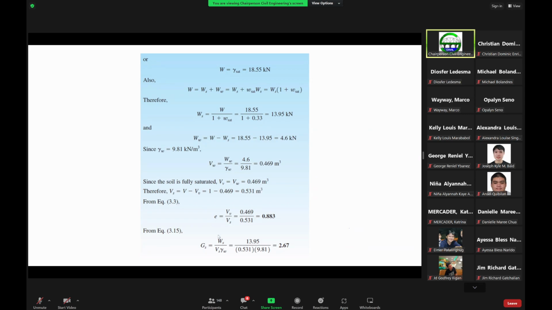But we know that the weight of the soil solids is 13.95 divided by the volume of solids, which is 0.531 here, multiplied by the unit weight of water, which will give us a specific gravity of about 2.67. And again, in practice, normally we get about 2.65 to 2.7 something, depending on the soil material. We also provide that in the geotechnical report. So that means this value here is reasonable.